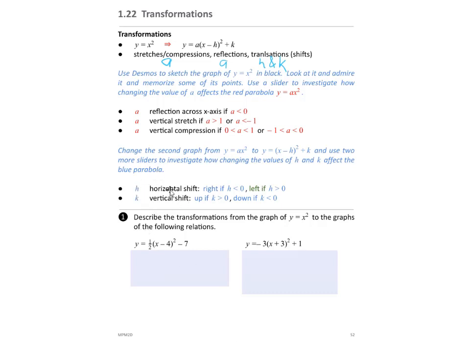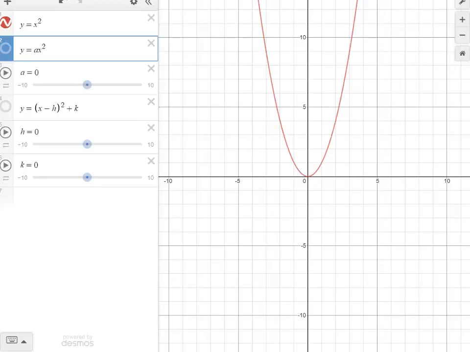So now we're going to shift horizontally using H. Remember, it's x minus H now, so it's going to be different than when we learned about the vertex form. Remember, the vertex is negative H, positive K. That's the point for your vertex. So we're going to notice our vertex shifting. In our last one, when we were using A and moving it around, it didn't affect our vertex, but H and K definitely do. So let's go and take a look at that.